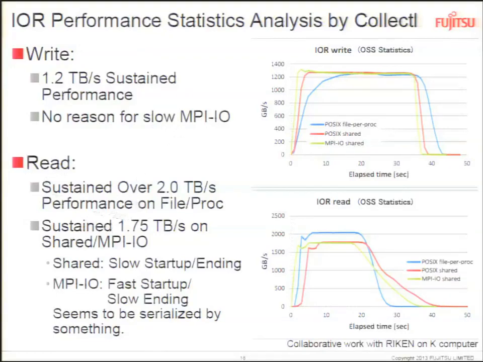In the read case, it's very difficult to understand, but file per process gradually reaches around 2 terabytes per second and keeps a long ending time. POSIX shared and MPI-IO shared keep around 1.75 terabytes per second on the shared file. The shared file has a slow startup and slow ending, and MPI-IO has a fast startup but slow ending. This is a difference. So it seems to be serialized by something.